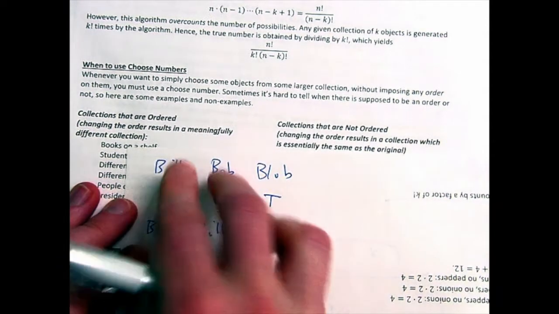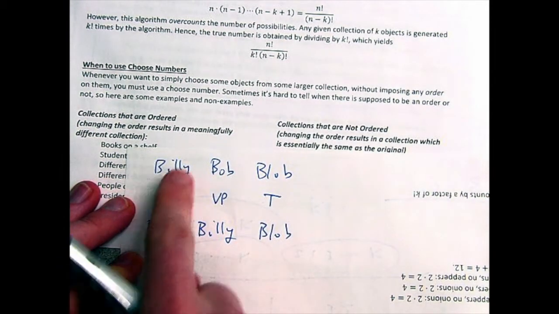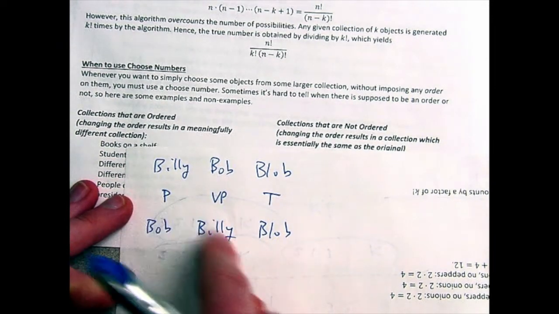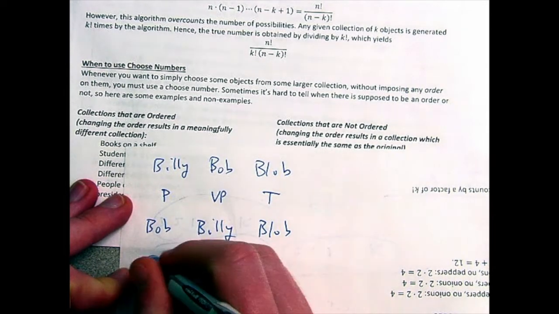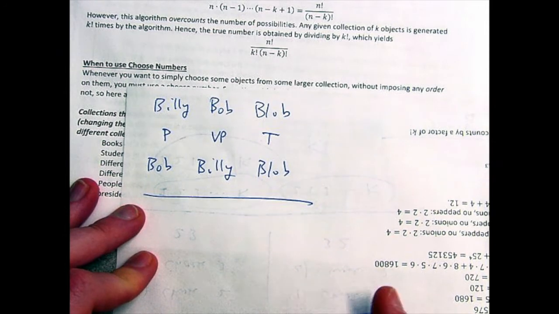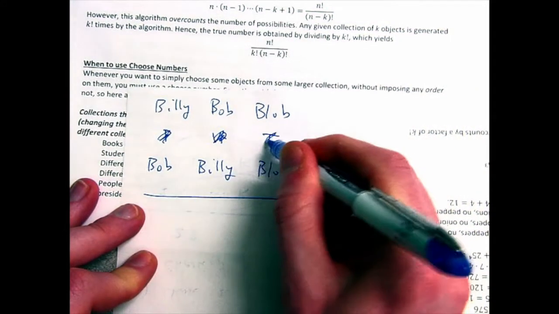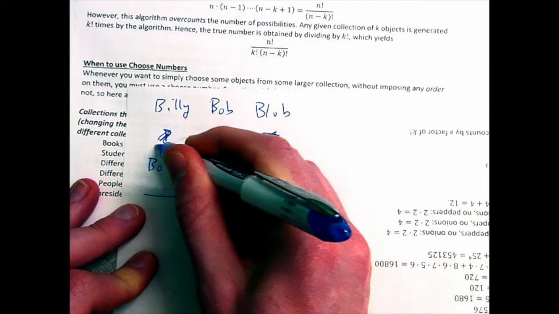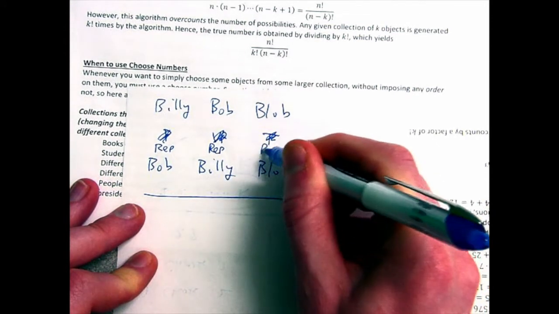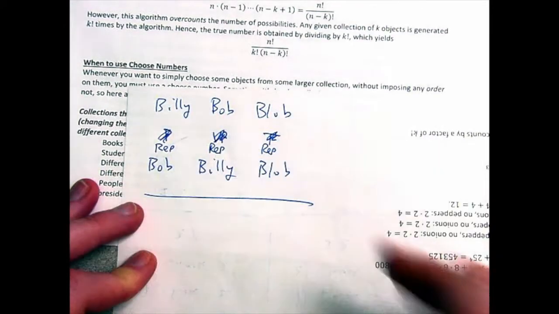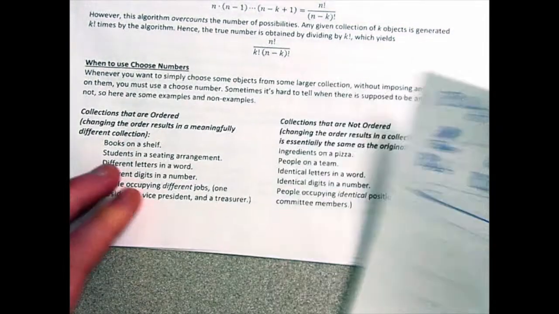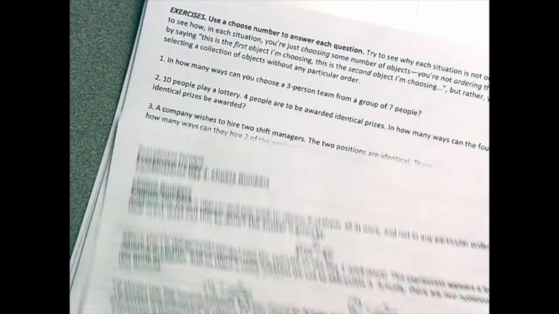I switched around these 2 people. Previously, Billy was president and Bob was VP. Now, Bob is president and Billy is vice president. That's a different configuration. On the other hand, if all 3 people occupy the same identical position, like committee members, or representatives, like Representative Billy, Representative Bob, and Representative Blob, if you switch the order of the names, because the positions are identical, you're looking at the same configuration. So that's the explanation there.